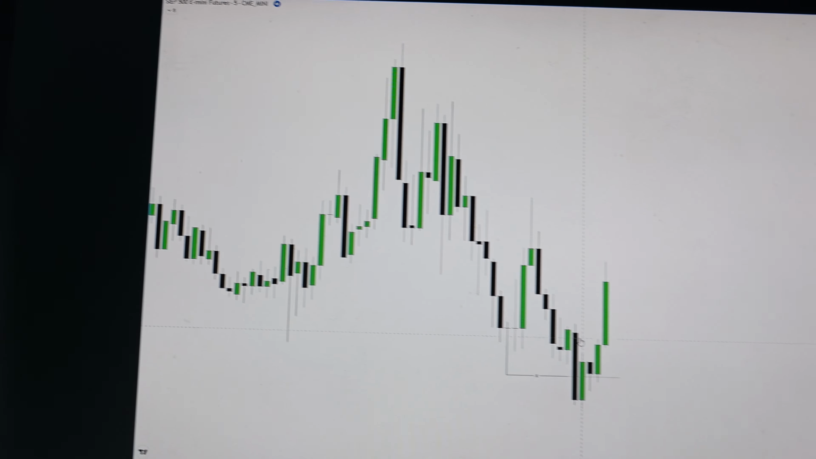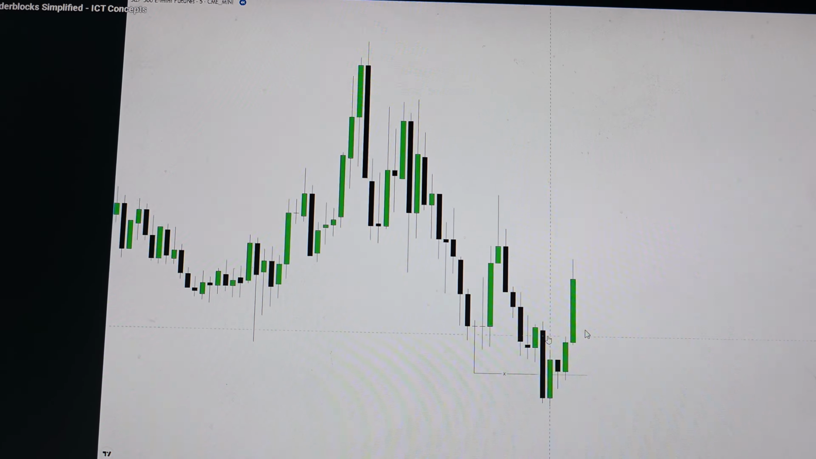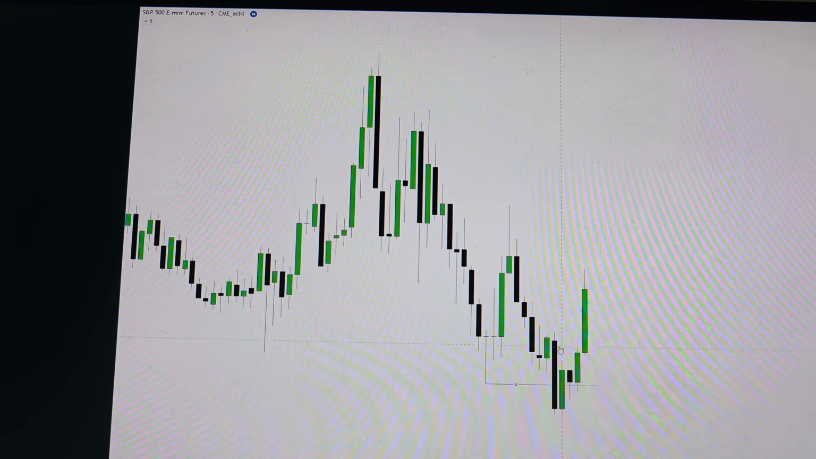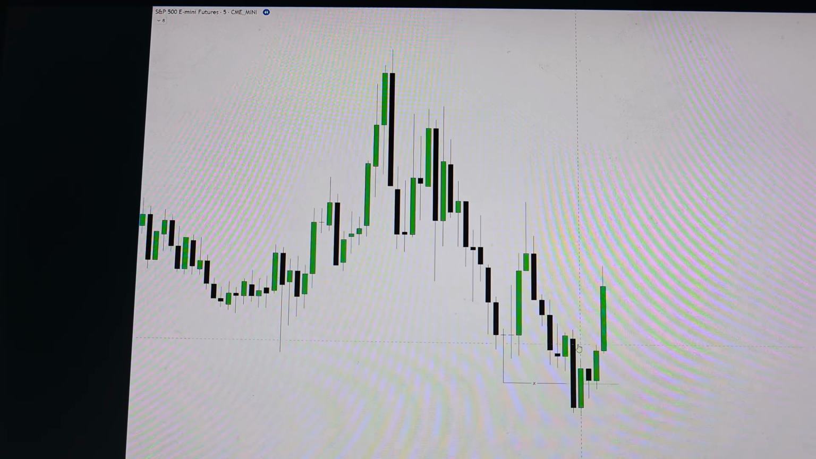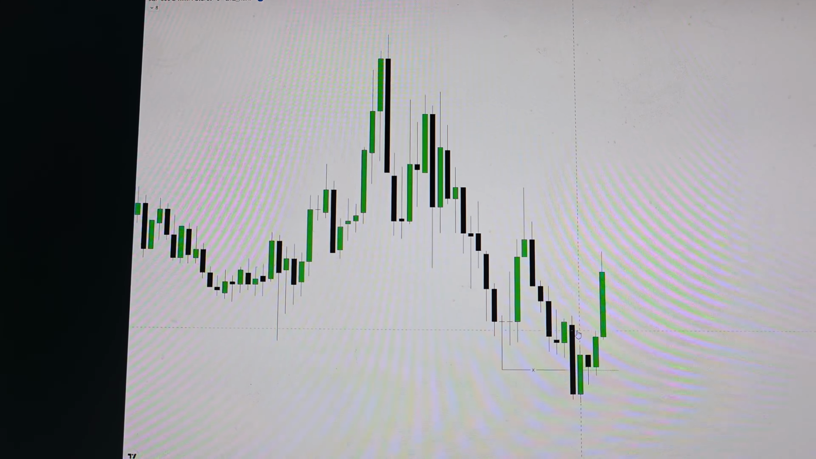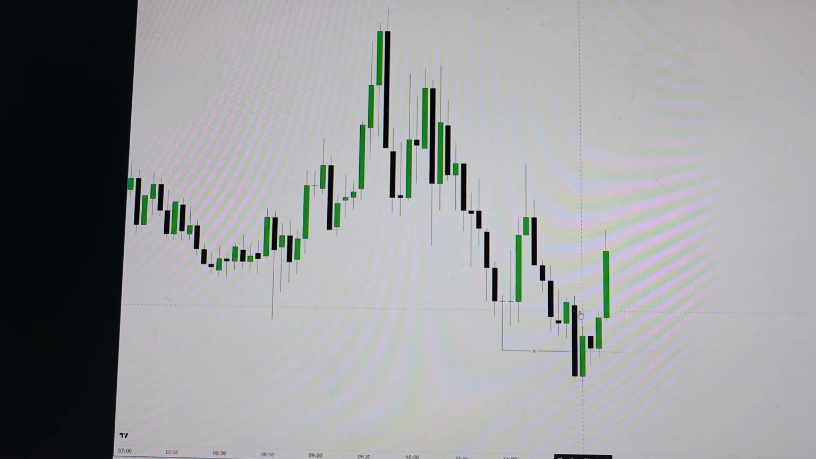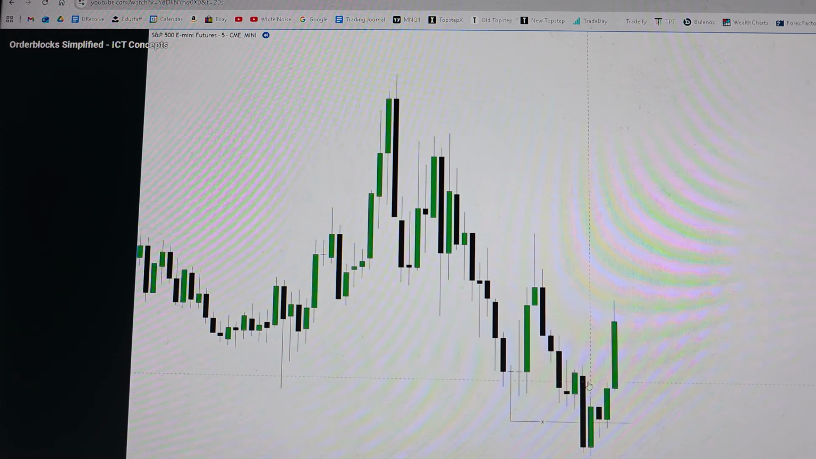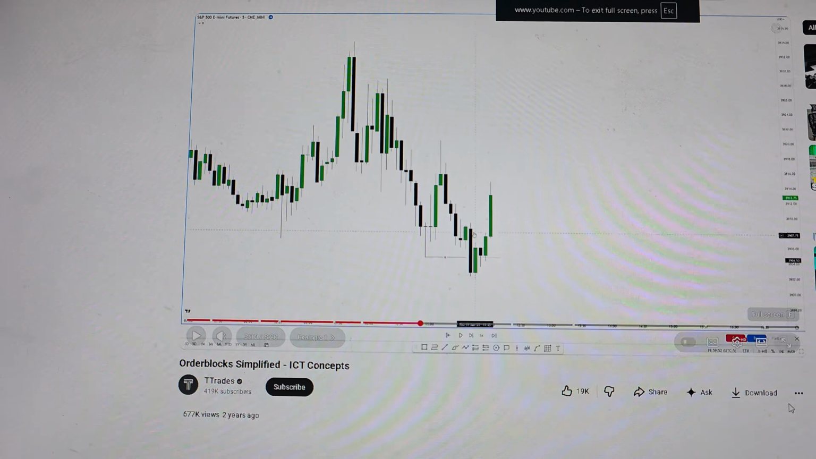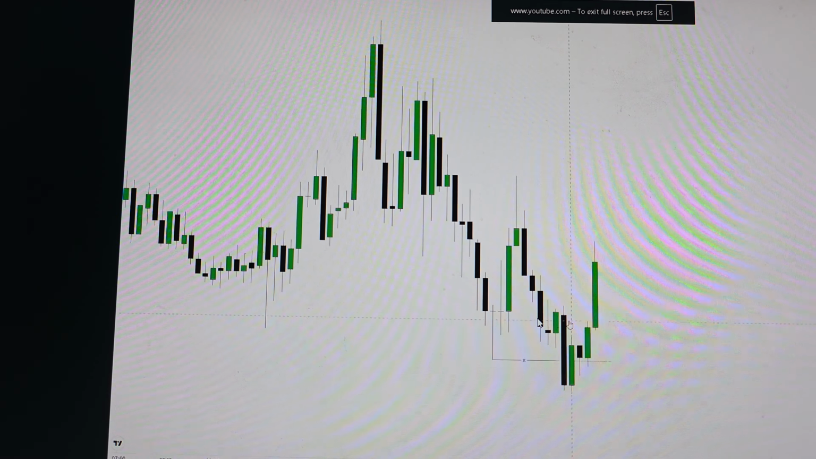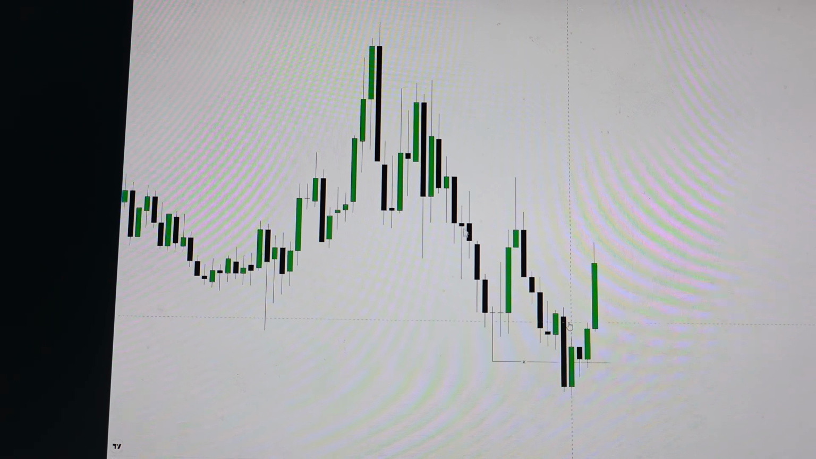Hey guys, I just wanted to point something out that people don't talk about. So I'm actually watching a video. I just like to refresh myself sometimes on the fundamentals of ICT. This particular video is called Order Block Simplified ICT Concepts, by T Trades. Okay, and so he is about to show what he would mark as an order block.